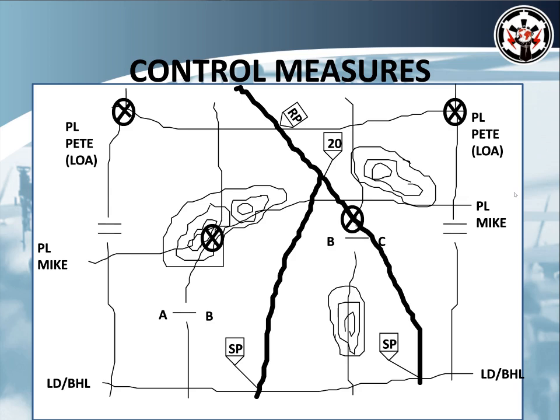You have a phase line. So all your ground forces are going to go to phase line Mike, and they're not going to go past that. They're going to wait until you clear past phase line Mike to, let's say, phase line Pete. And then you have different checkpoints and you have a release point and so forth.